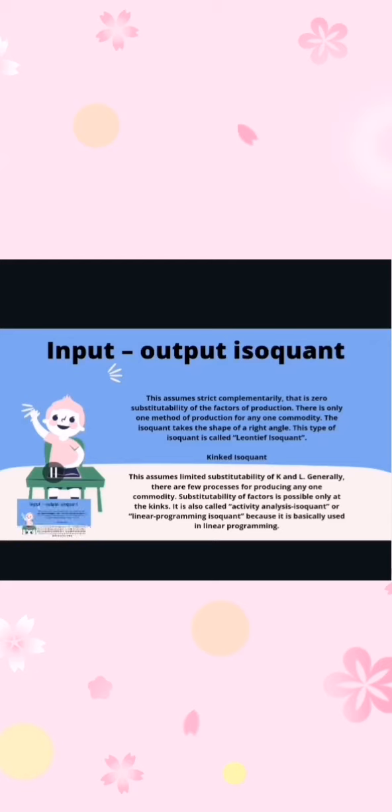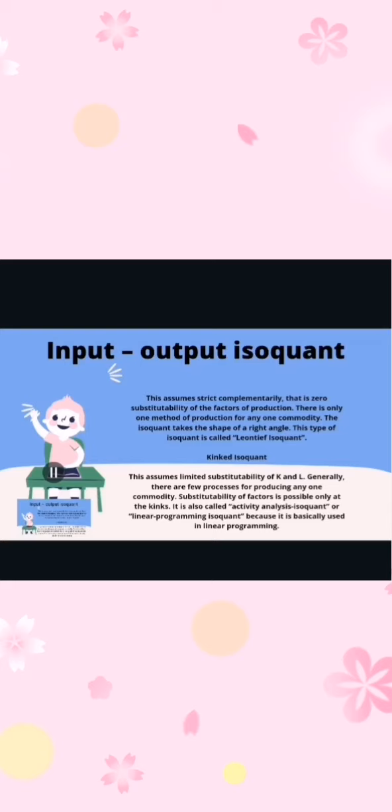Input-output isoquant. This assumes strict complementarity, that is, zero substitutability of the factors of production. There is only one method of production for any one commodity. The isoquant takes the shape of a right angle. This type of isoquant is called a Leontief isoquant. It is plotted on a graph showing all the various combinations of two inputs that result in the same amount of output.